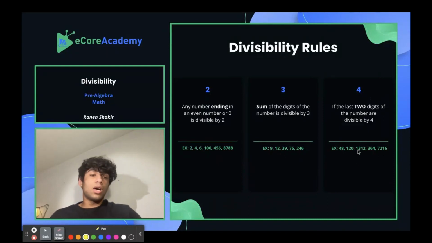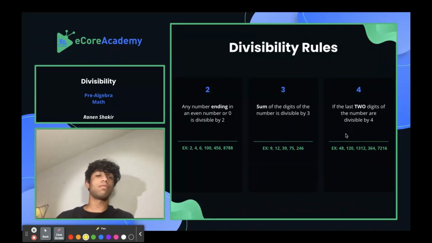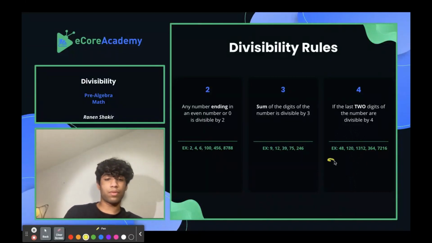120, once again, the last 2 digits are 2 and 0, and 4 times 5 is 20, so you know that 120 is going to be divisible by 4, 30 times, because 30 times 4 gives you 120.